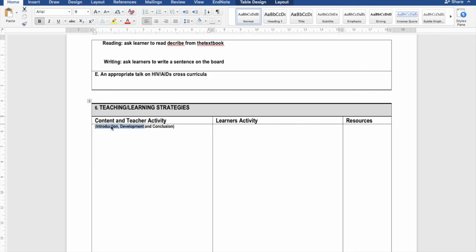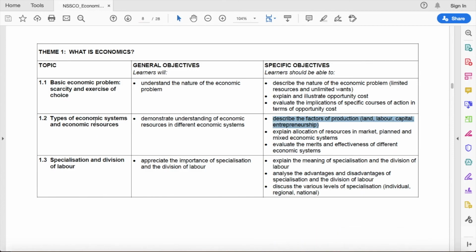All right, now what's happening here? Remember this: introduction, development, and conclusion. So what you usually do is you say, okay, what will happen during the introduction? Usually what I advise students to do during the introduction is to recap on the previous lesson. What was the previous lesson? You can easily even see it from your syllabus. Your previous lesson was about this, isn't it? This was the last objective from the previous before we go to the factors of production. It was to evaluate the implication of specific courses of action in terms of opportunity cost.